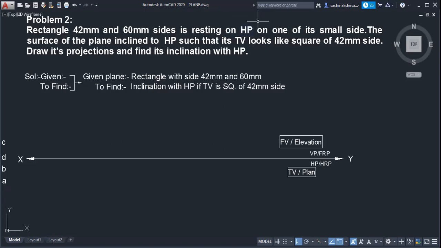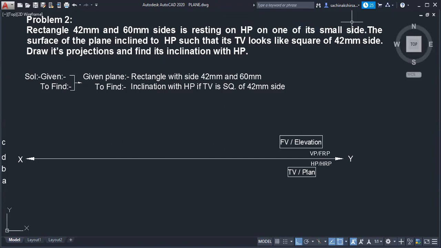What is the condition? How is it lying on HP? This is the next condition. It is lying on one of its small sides. Which is the small side of this rectangle? 42. Same problem. We have to solve and find its inclination with HP so that it will look like a square.